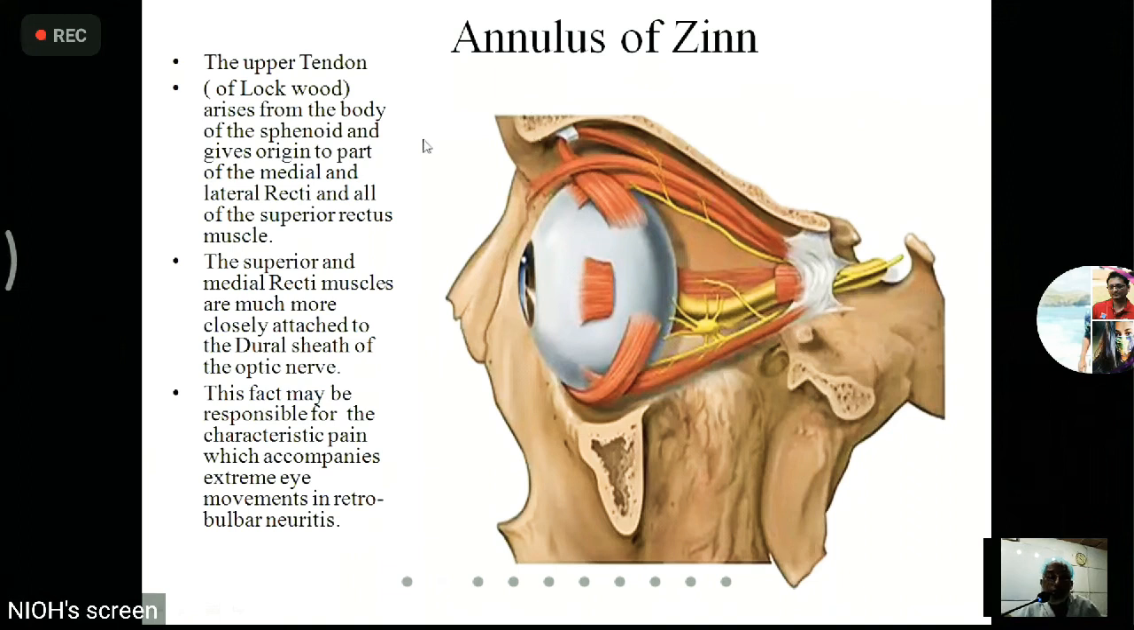Annulus of Zinn. Remember it. This is the figure of the configuration. All muscles previously shown, which muscle is which, and this is the nerve. Oculomotor nerve. This is the upper division. This is the lower division. Okay.